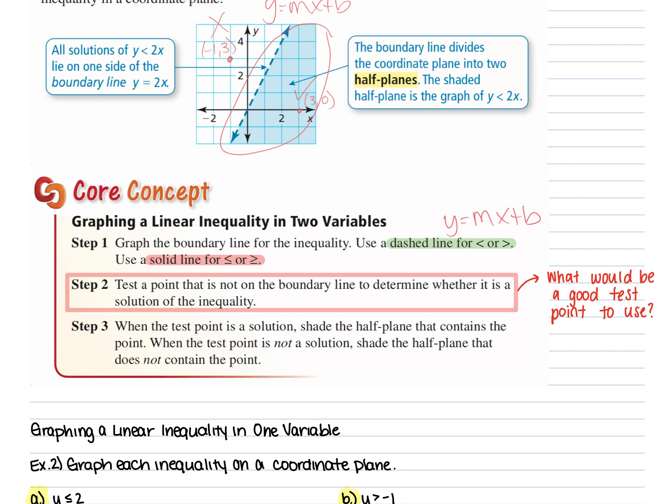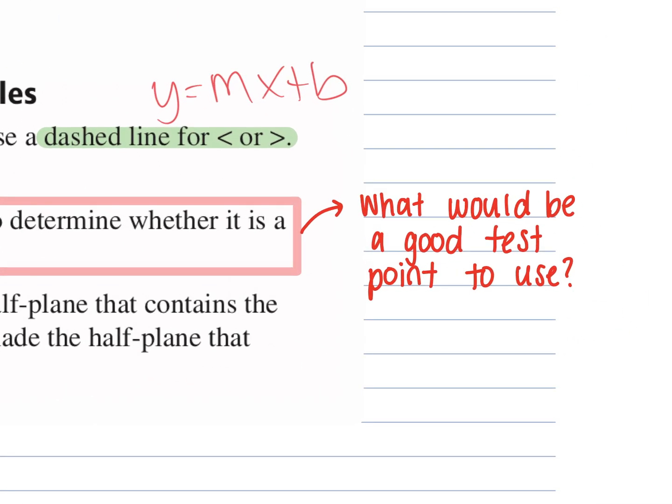Step number 2 is you test a point that is not on the boundary line to determine whether it is the solution of the inequality. Now, remember, that point cannot be on the boundary line, but you are free to pick any point that you would like. My recommendation is to always pick 0, 0 if you can, okay? So what a good point would be to use, I would put in here 0, 0.